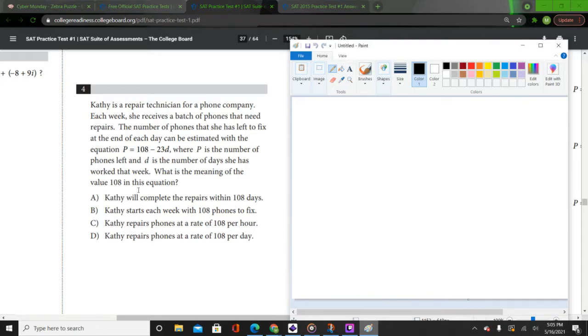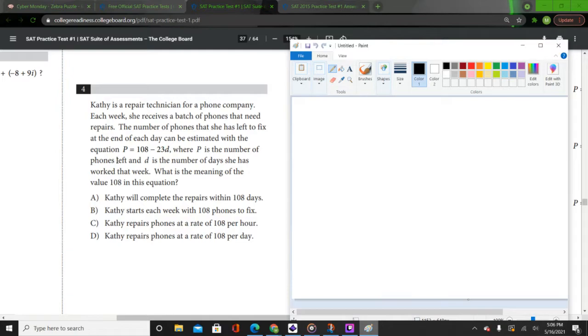Why? Again, let's go through everything. For A, complete the repairs within 108 days. Well, P is in terms of phones left. So if it were in days, there's nothing to convert days into phones left, or phones in general. So there's no conversion, which eliminates A.